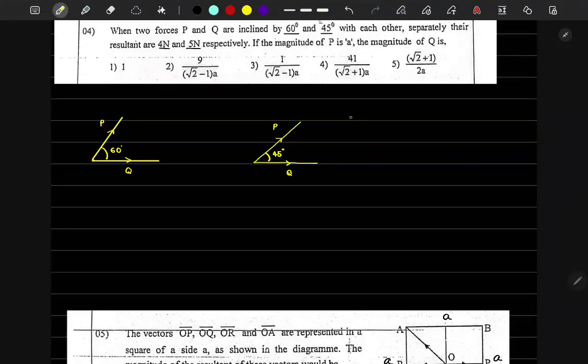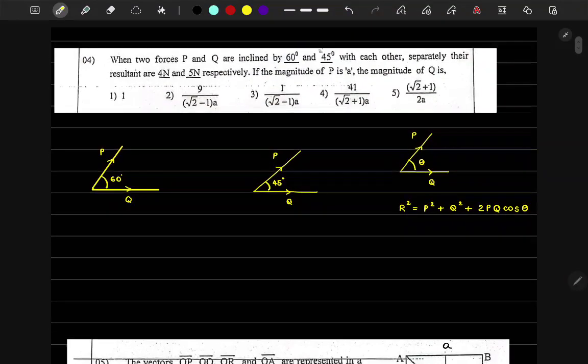So usually, let's say that the inclination is theta, which is a variable, can be any value. What would the resultant be? The magnitude of the square of the resultant would be R squared equals P squared plus Q squared plus 2PQ cos theta. You have to keep in mind this formula. If not, you can derive it, but it might take time. So the best thing is to keep in mind the formula. Now, we can substitute the values given to find out what Q is for the two instances.